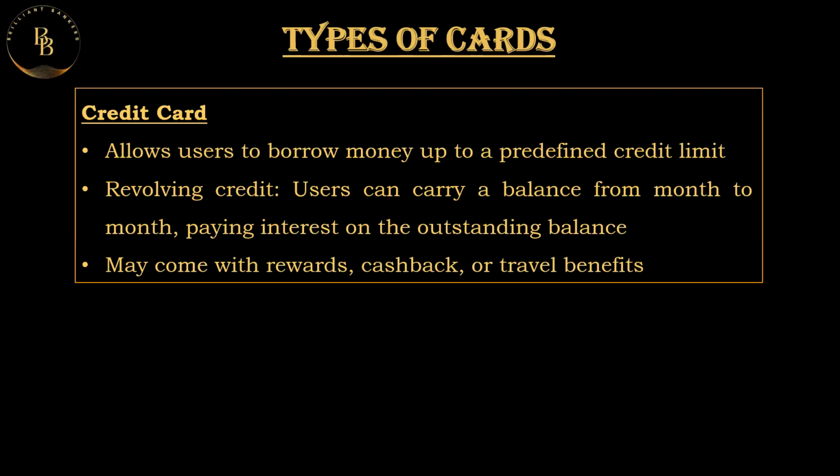Then, often these cards come with rewards, cashback, and travel benefits. Whenever you are using a credit card, you can see that there are a lot of cashback offers or rewards that you get from these cards, like a 50% discount. You also sometimes get cashback for purchases, and also you have travel benefits. That is, whenever you are booking some kind of travel, you get a discount on that.